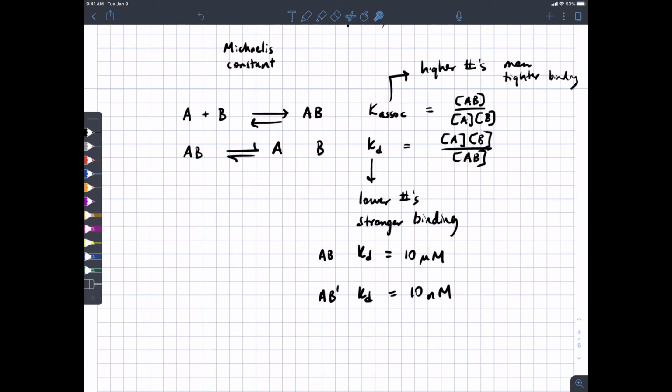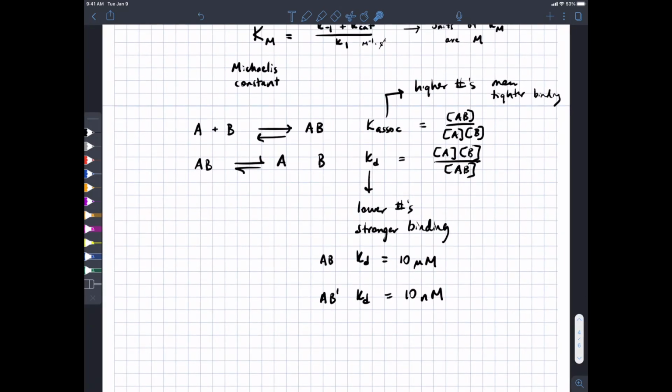Typically, when we talk about dissociation constants in organic chemistry and in biology, we will use millimolar, micromolar, nanomolar, picomolar units. 10 micromolar is 3 orders of magnitude higher than 10 nanomolar, which is 3 orders of magnitude higher than picomolar. Generally, for complexes that form via non-covalent interactions, micromolar binding constants are pretty uninteresting.